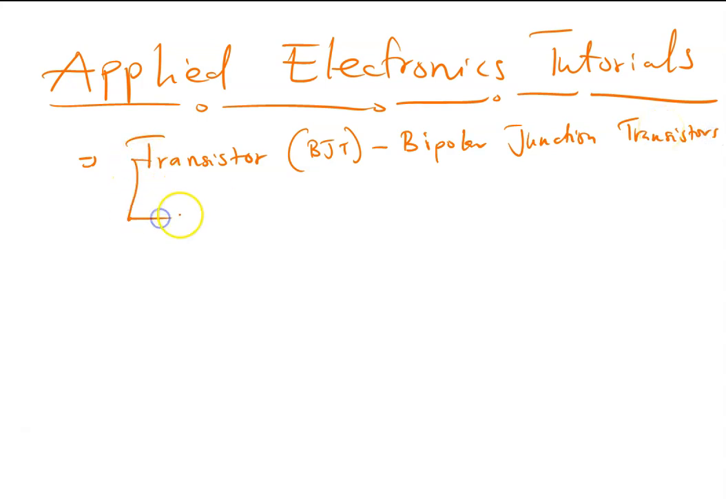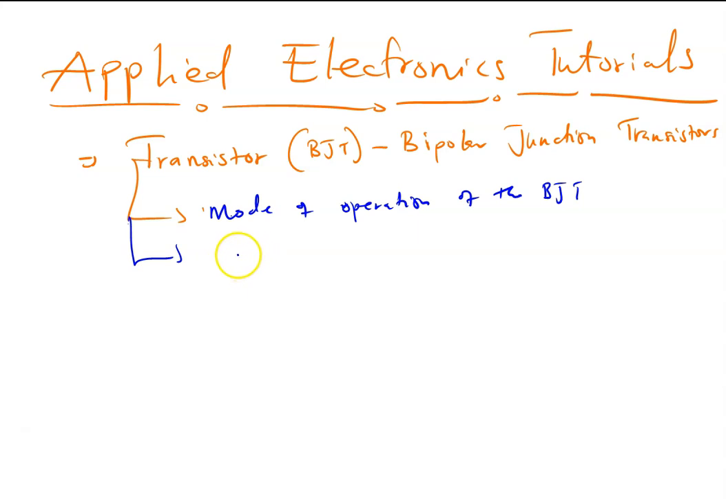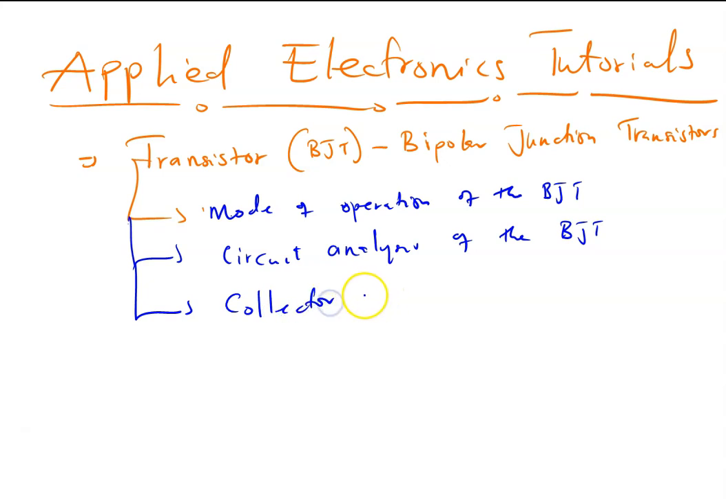And under the transistors, what are you going to talk about? We are going to talk about the mode of operation of the BJT. Then we'll also talk about the circuit analysis of the BJT. Then we finalize this video with the collector characteristic. Basically, that's what we are going to do.